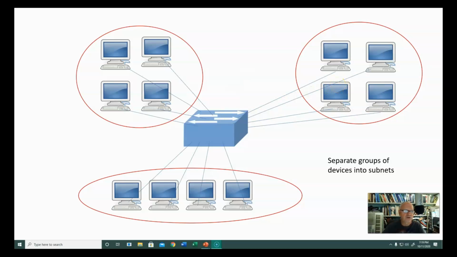So the third thing that we can do with switches is to separate or segregate devices into subnets, which we call VLANs. And that's it for what switches do. We'll talk about individual characteristics of switches in other videos.